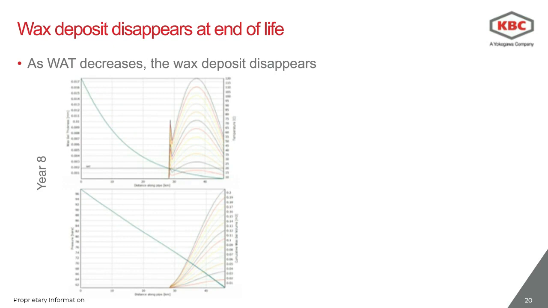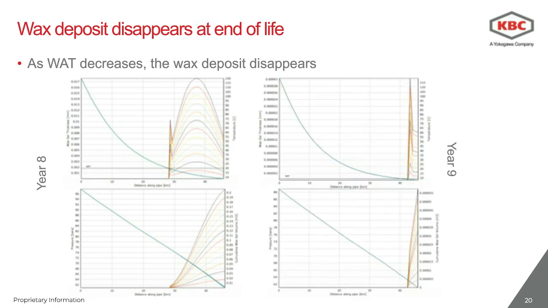Indeed, if I look at year 8, the condition is very similar to what it was in year 7. So the wax appearance temperature is crossed just before 30 kilometers. The wax thickness is again comparable to what it was in year 7, but the total wax amount has dropped by a factor of 2 again, similar to what it was at year 0. And then in year 9, as I was expecting, the wax deposit has almost completely disappeared.